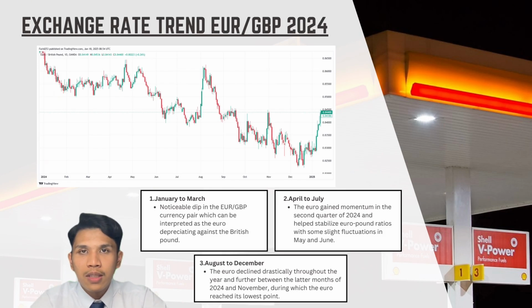In August to December, relative to the pound, the euro declined drastically throughout the year and further between the latter months of 2024 and November, during which the euro reached its lowest point. For Shell, the enhancement of the euro at the year end might have eased up euro-based earnings, especially if the company incurred additional costs in pounds during the start of the year.